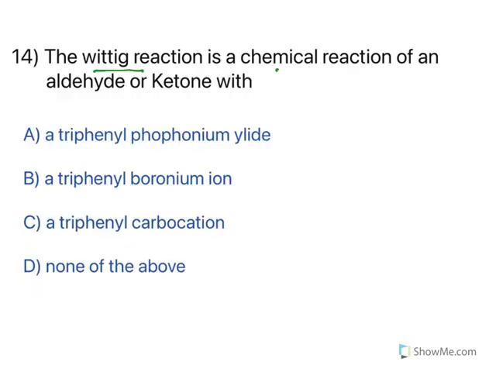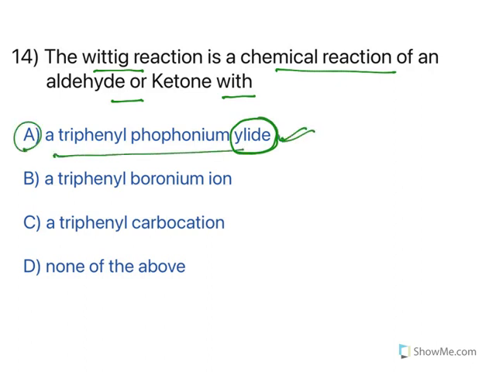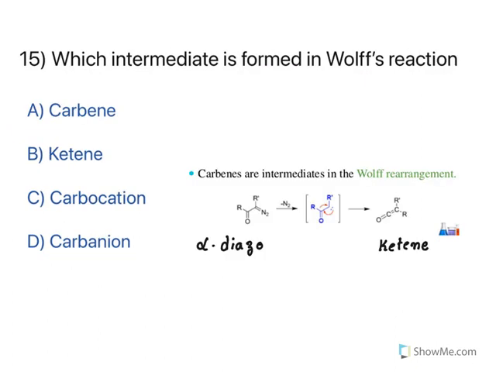The Wittig reaction is a chemical reaction of an aldehyde or ketone with... See, Wittig reactions are very popular to make alkenes, and they are from ylides. They react from this ylide. So the answer is A.